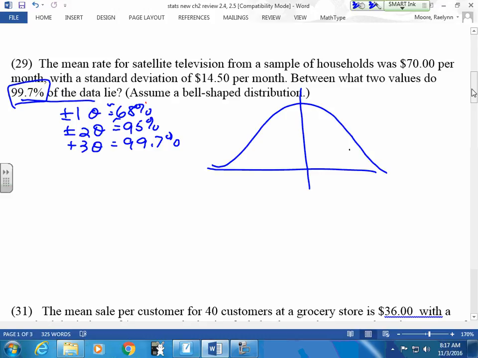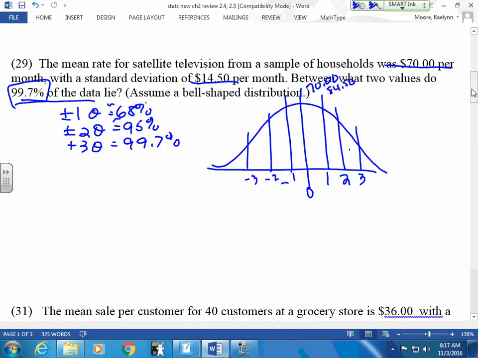Put your mean here. Your mean is this, $70. Your standard deviation goes up 3, goes down 3. Put your standard deviations on the bottom, put your X values on the top. Your standard deviation is $14.50. So in your calculator, start with $70. Add $14.50. Keep adding $14.50. Then go in the opposite way, just subtract $14.50 each time.